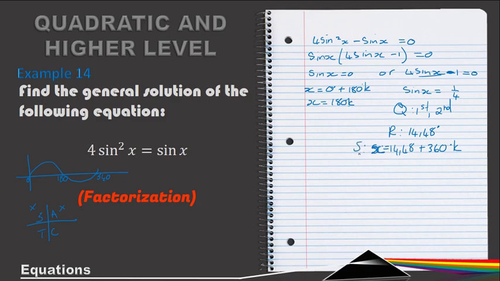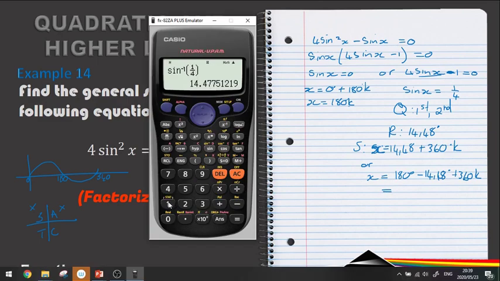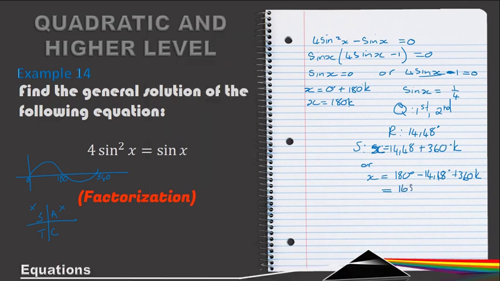and then this is my general solution there. The other one is x equals, for the second quadrant, 180 minus my reference angle, 180 minus 14.48 degrees plus 360k, and this is then equal to 180 minus 14.48. So this gives me 165.52 degrees plus 360k. Okay, so these are my general solutions.